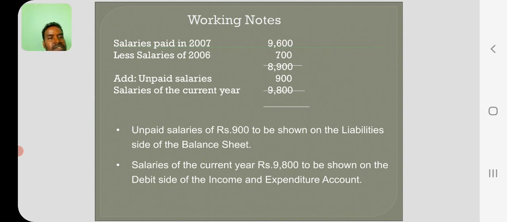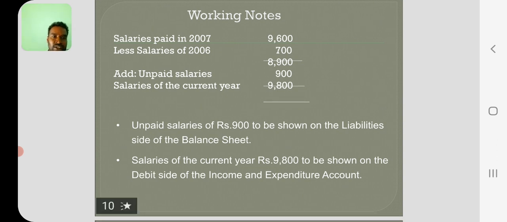So see here explanation. Unpaid salaries of rupees 900 to be shown on the liability side of the balance sheet. Okay, unpaid salaries to be shown on liability side. Salaries for the current year 9800 to be shown on debit side of income and expenditure account.